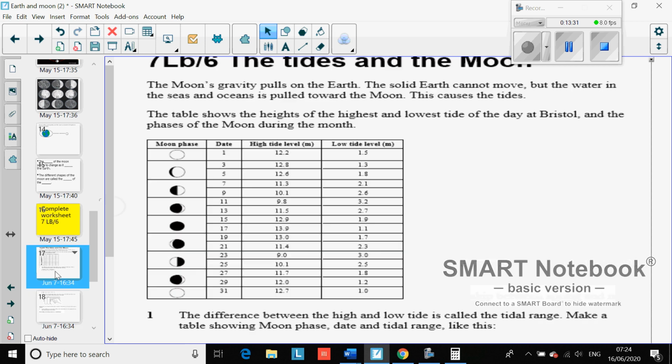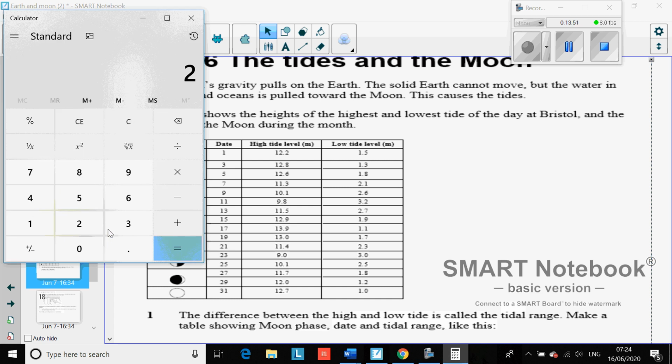Now, what I would like you to do is to work out the tidal range for each of these dates. You'll notice it goes up in 2, so 1, 3, 5, 7, 9, and this is a day. Okay, so for example, this one, I would do 12.2 minus 1.5. So let's just quickly do that. 12.2 minus 1.5. Right, so here, the tidal range for day 1 is 10.7. For this one, it was 11.5.